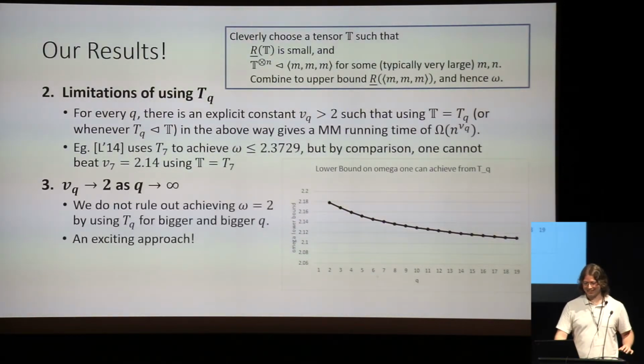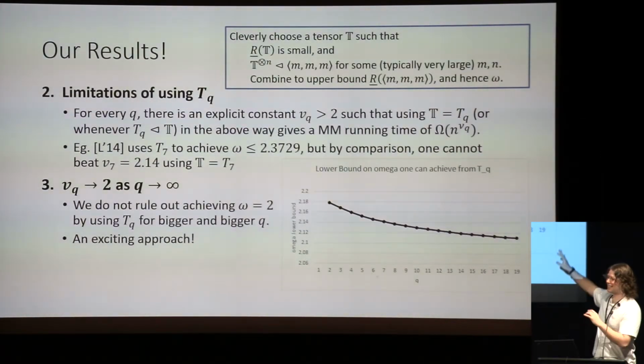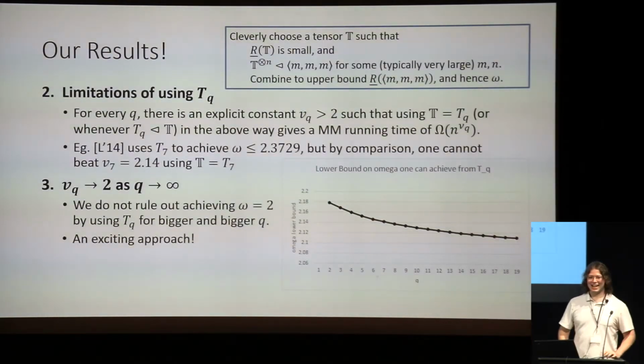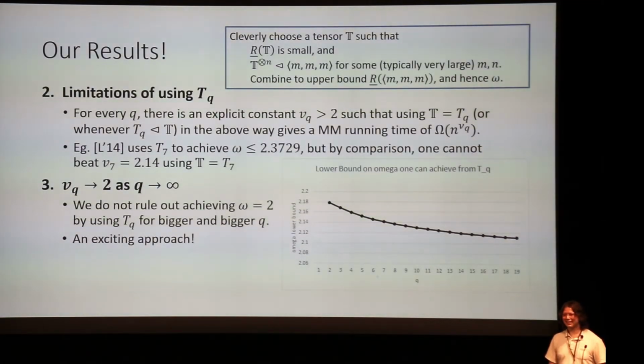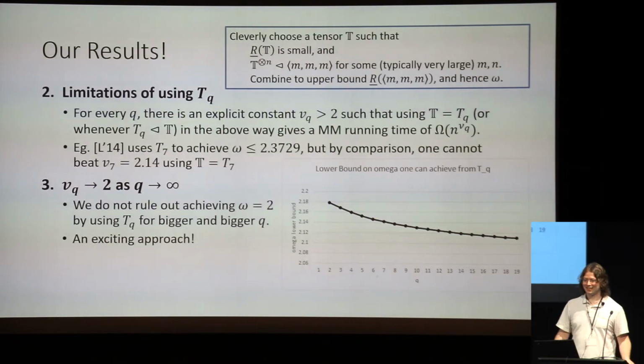And actually, our last result or observation is that as Q gets bigger and bigger, this constant VQ actually goes to 2. So I think even though at first there's kind of a sad limitation, this is actually an exciting approach to trying to prove better matrix multiplication algorithms. Because instead of focusing on specific cases like T7, maybe we can try to come up with expressions that work better and better as Q gets larger and larger and try to achieve omega equals 2 in this way. But again, all the known approaches we know, after you get above 8 and 9, they sort of get worse and worse as you increase Q.